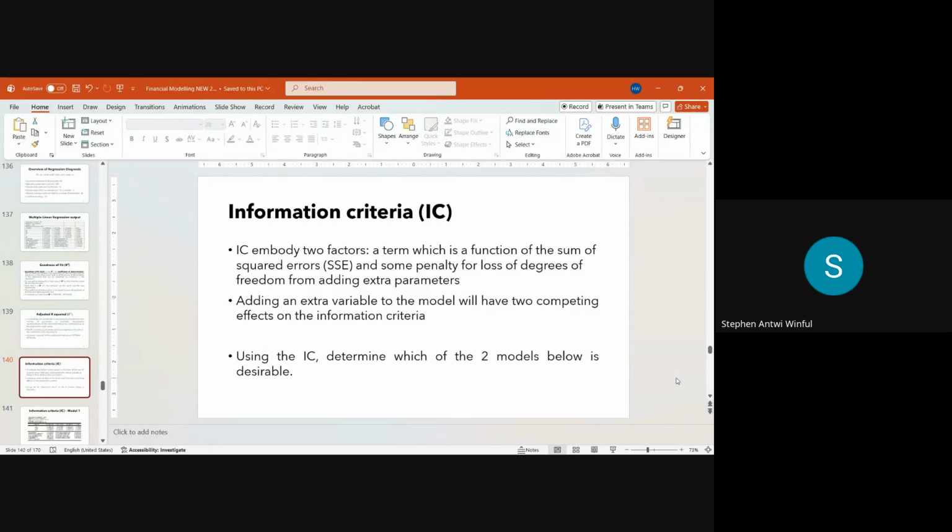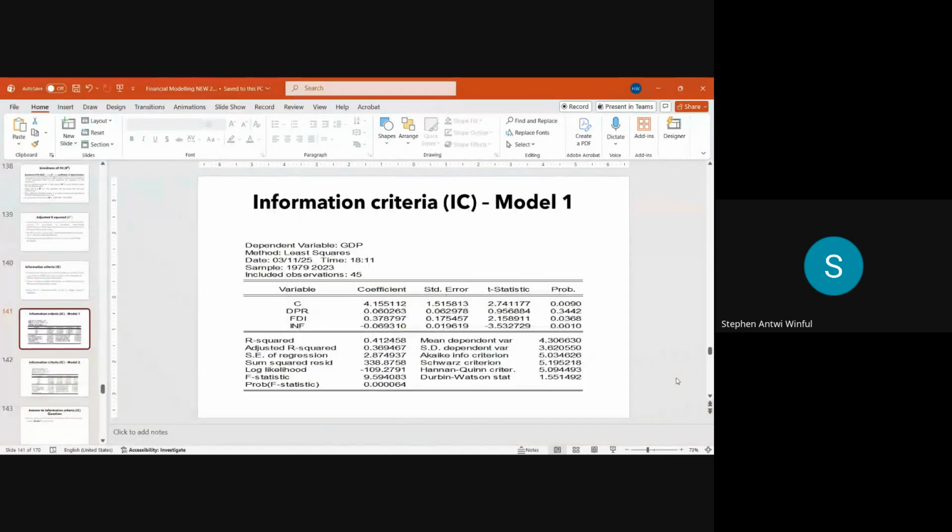Okay. The information criterion is a function of the sum of squared errors. The idea of linear regression, we said, is to minimize this sum of squared errors. So we want it to be as small as possible. The information criterion should be as small as possible. If you have two or more models and you want to choose the best one, aside from looking at the R squared, you can look at the information criterion. We have three to look at here: the Akaike information criterion, the Schwarz information criterion, and the Hannan-Quinn information criterion.